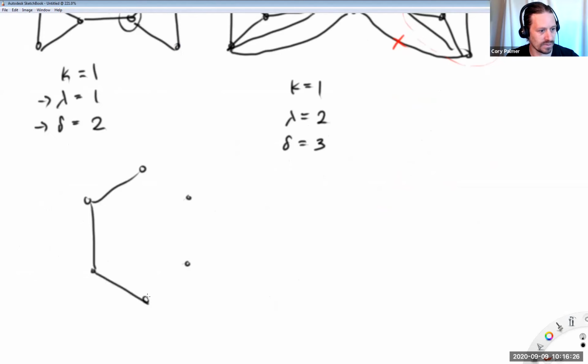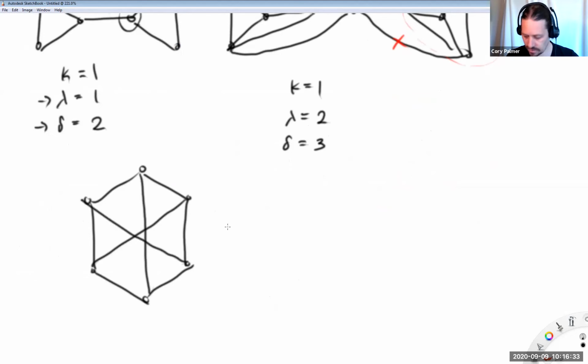And maybe one more example. Let's take a 6 cycle with the diagonals. There's no vertex in the middle. Yeah, good, I drew it that way. And here we get kappa, lambda, delta. What's delta first, at least? That's 3. It's degree 2 around the cycle plus another edge going across.